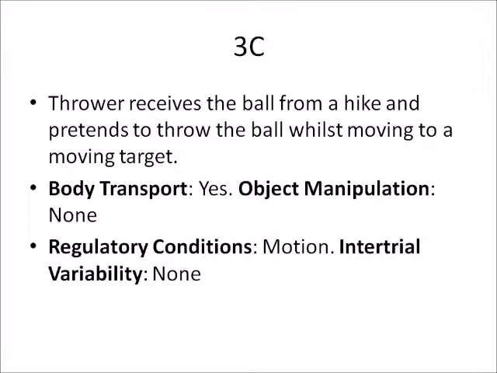The thrower will receive the ball from the hike and then pretend to throw the ball from a moving position to a moving target. As the regulatory conditions contain motion and body transport, the movement of the thrower to get into a strong position to execute a forward pass to a moving target has been incorporated.